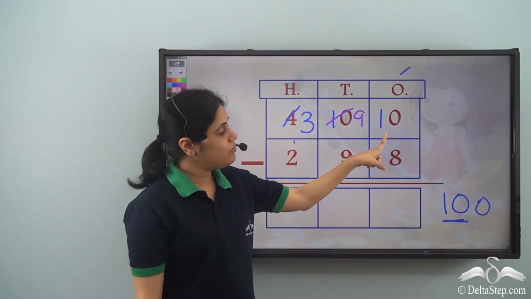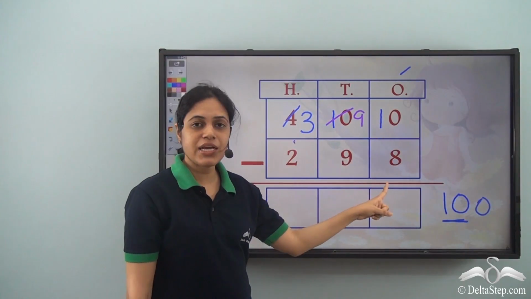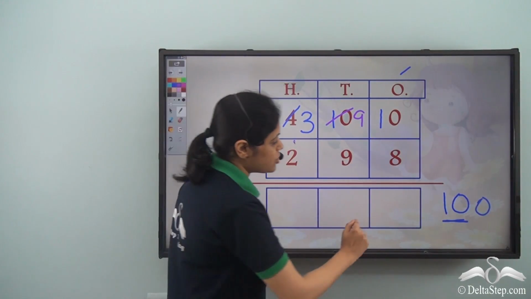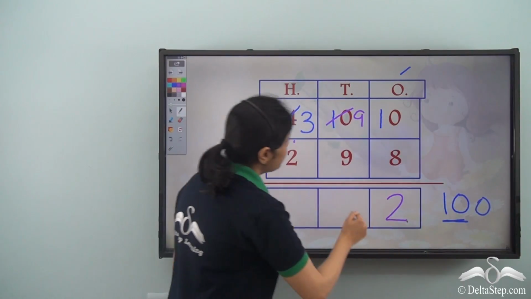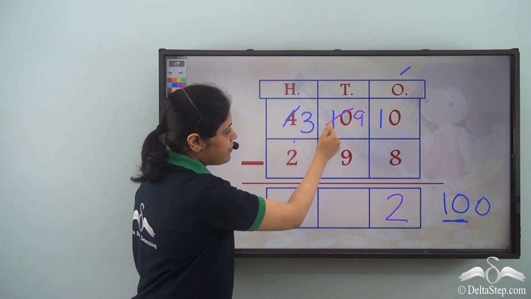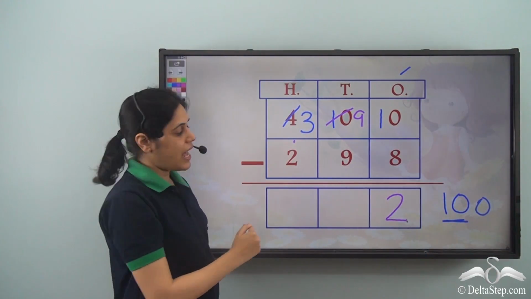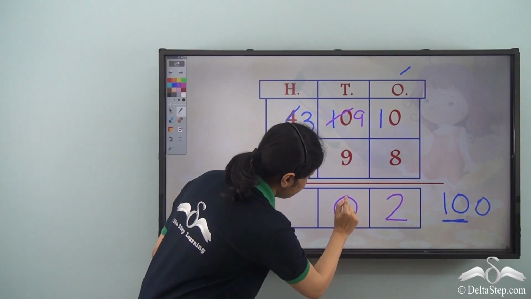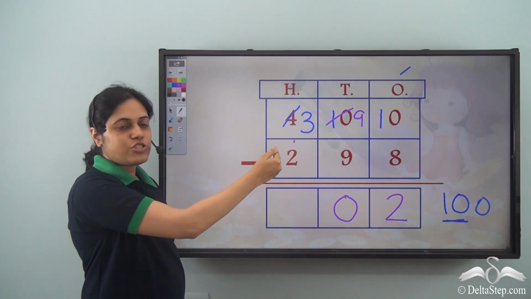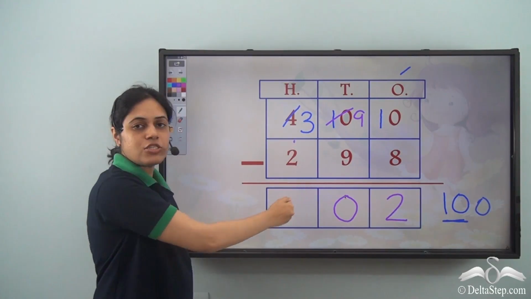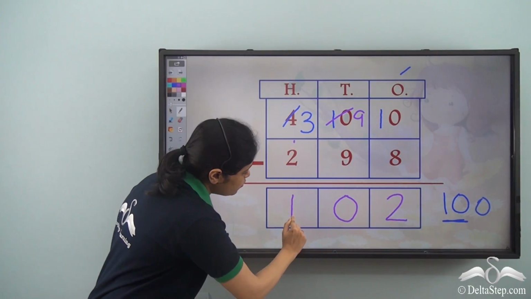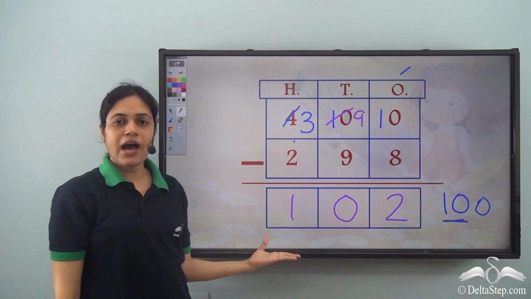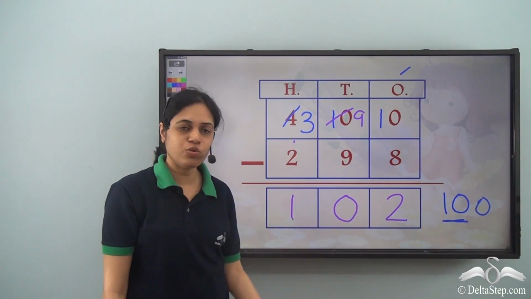In the ones room, I have 10 minus 8. 10 minus 8 is 2. In the tens room, I have 9 minus 9. 9 minus 9 is 0. And in the hundreds room, I have 3 minus 2. 3 minus 2 is 1. So the answer is 102.